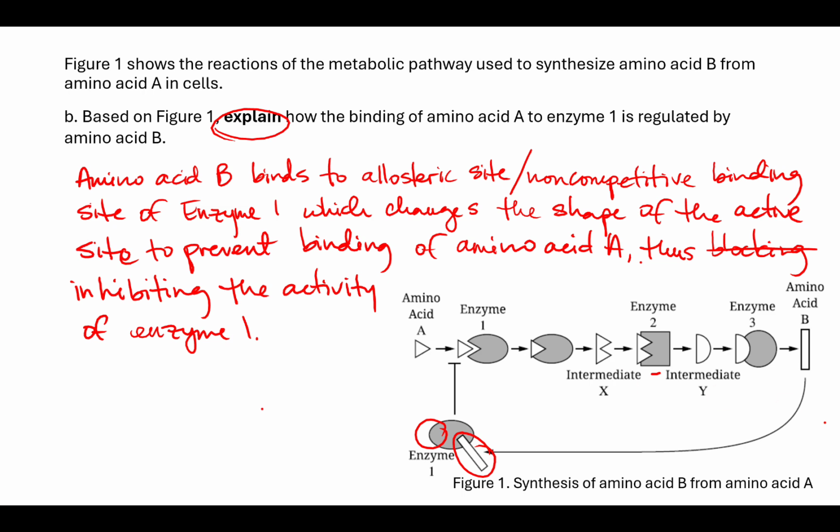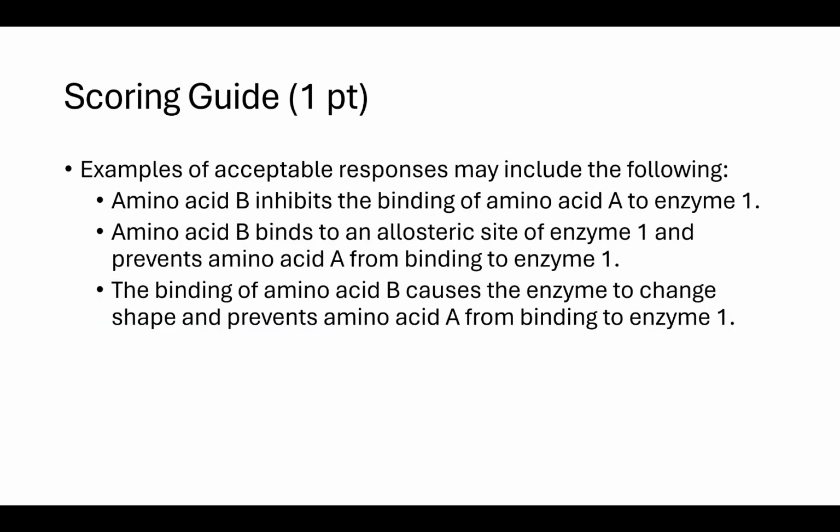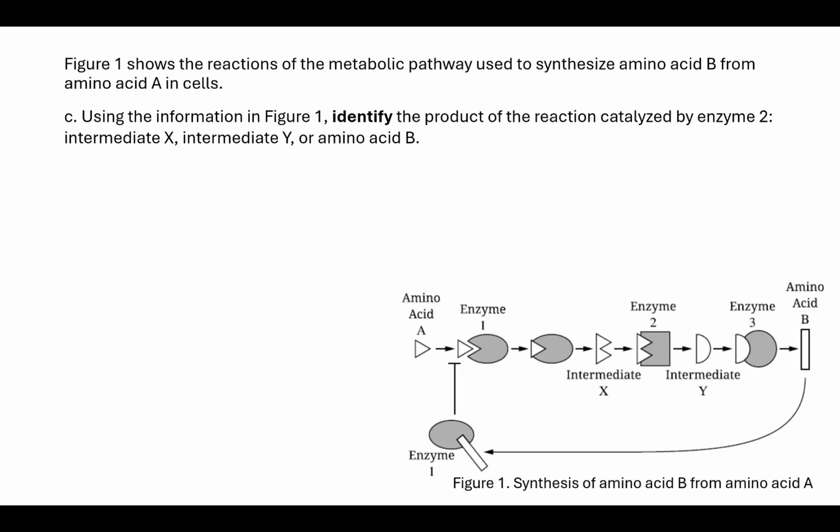All right, so if we look at the scoring guide, we'll see your potential answers are amino acid B inhibits the binding of amino acid A to enzyme 1. Like I said, it binds to the allosteric site of enzyme 1 and prevents amino acid A from binding. You could say it causes the enzyme to change shape and prevents amino acid A from binding. So you're basically referring to the fact that this is an inhibitor and it's preventing amino acid A from binding to enzyme 1.